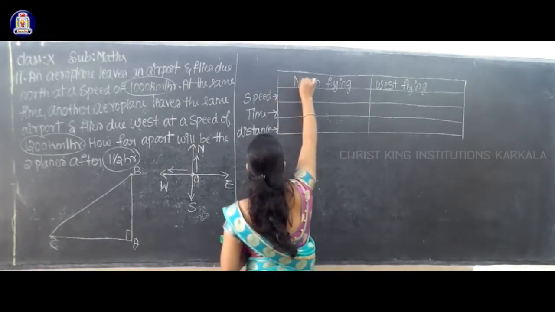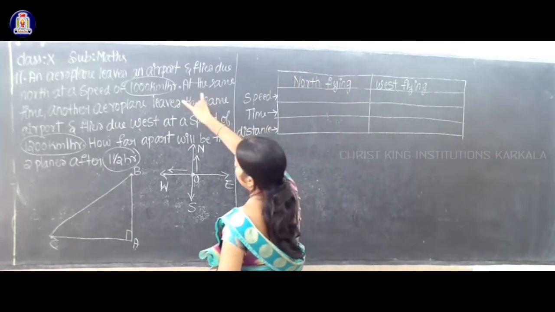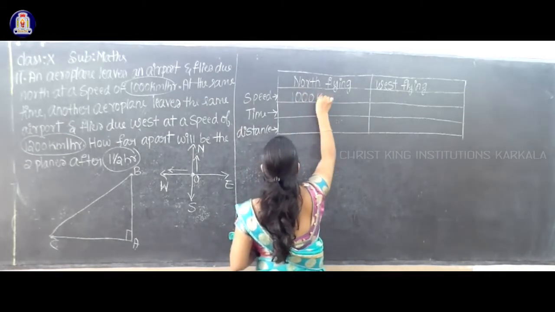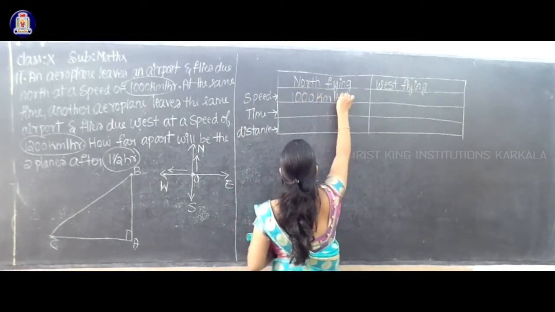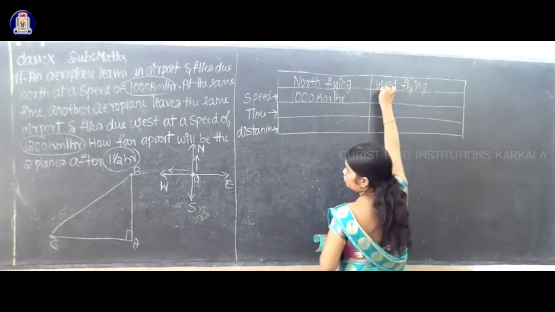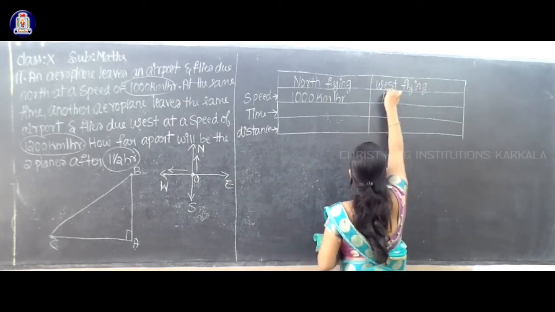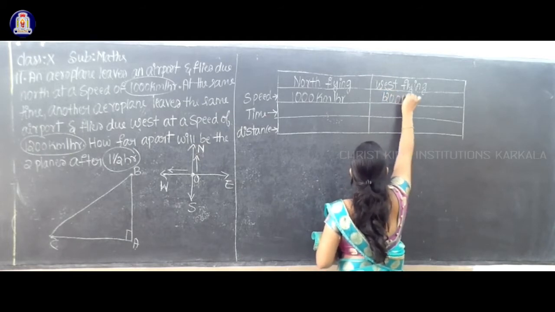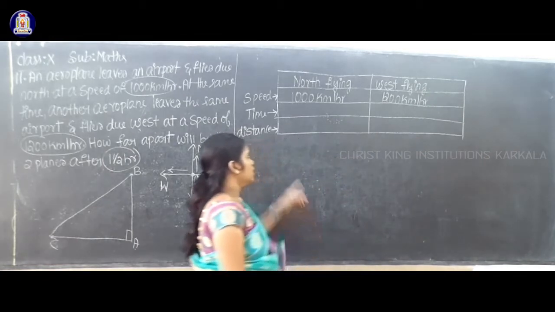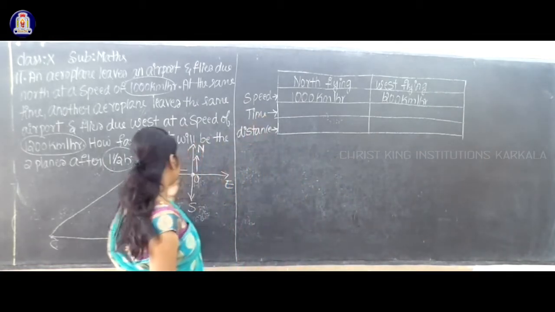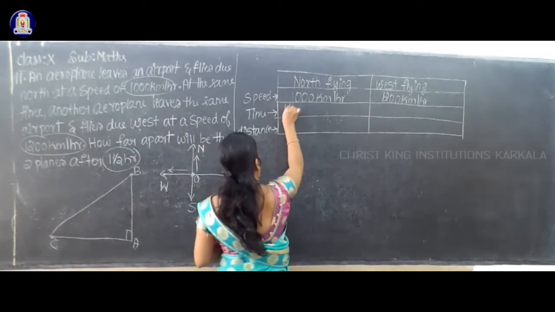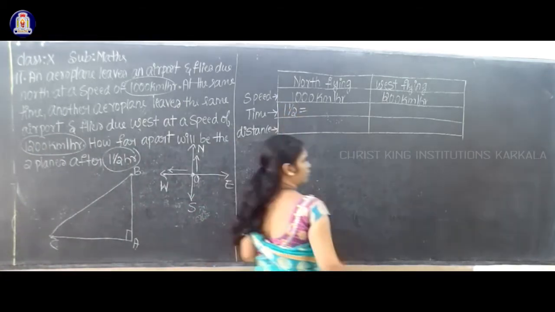Speed for the north flying aeroplane is about how much? 1000 kilometer per hour. Again, the speed for the west flying aeroplane is 1200 kilometer per hour. Next, time. Time how much given? 1.5 hours. Time is about 1.5 hours.